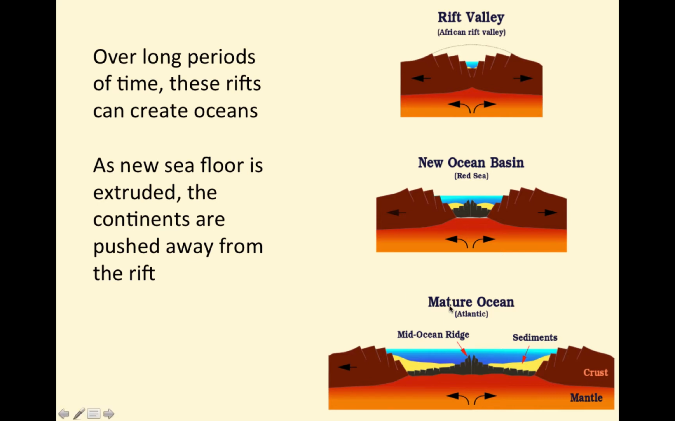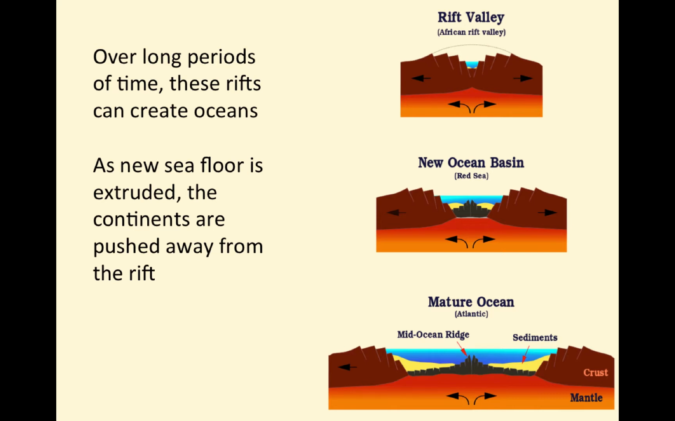A more mature area would be the Atlantic or the Pacific, any of the large oceans, where there is a mid-oceanic ridge pushing apart the plates. Again, that's what formed the ocean, having those plates spread out. So as new seafloor is extruded, the continents are pushed away from that rift, creating an ocean left in the gap.